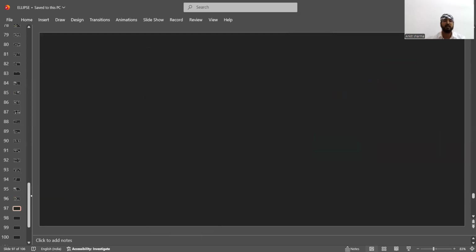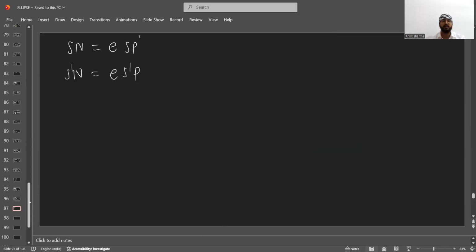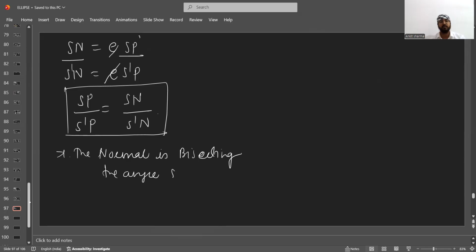So we have proved SN is equal to e into SP, and S'N is equal to e into S'P. So that means from here we see that SP over S'P is equal to SN over S'N, e gets cancelled. Which proves that the normal is bisecting the angle SPS'.